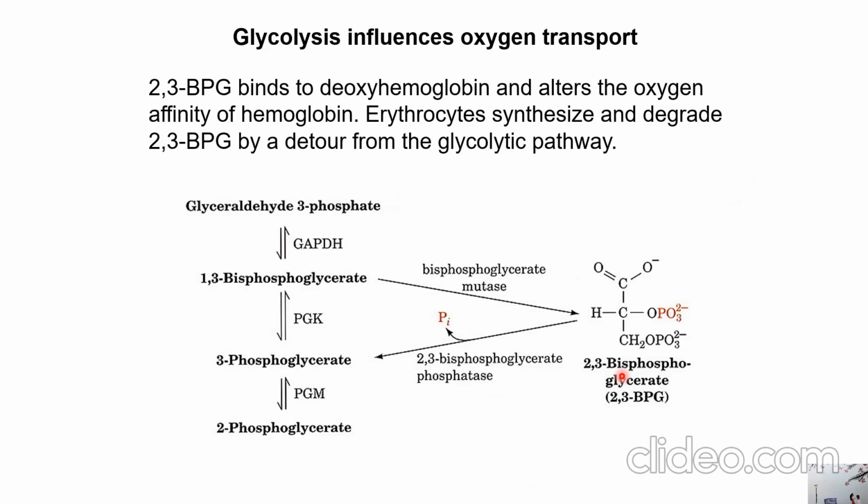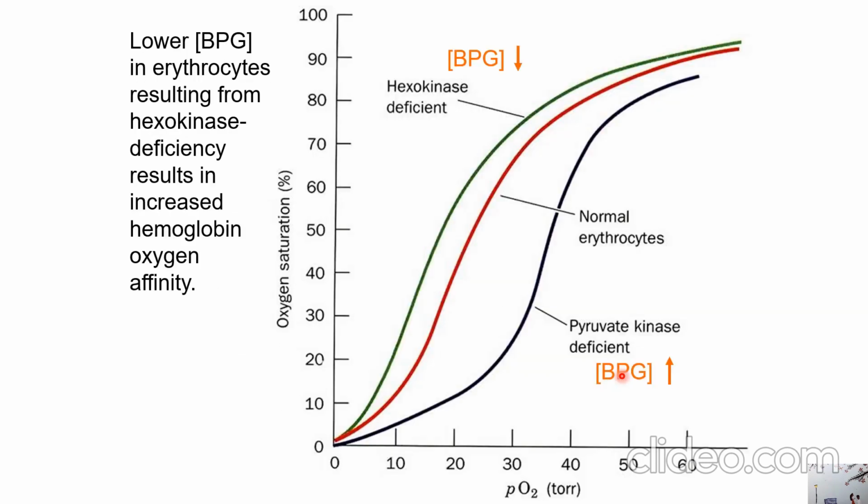Now, glycolysis influences oxygen transport. 2,3-BPG binds to deoxyhemoglobin and alters the oxygen affinity of hemoglobin. The erythrocytes synthesize and degrade 2,3-BPG by a detour from the glycolytic pathway. A lower BPG in erythrocytes, as resulting from hexokinase deficiency, results in increased hemoglobin oxygen affinity.